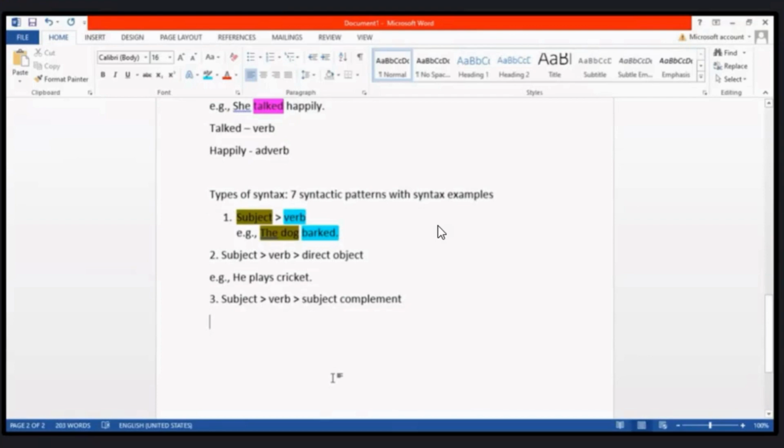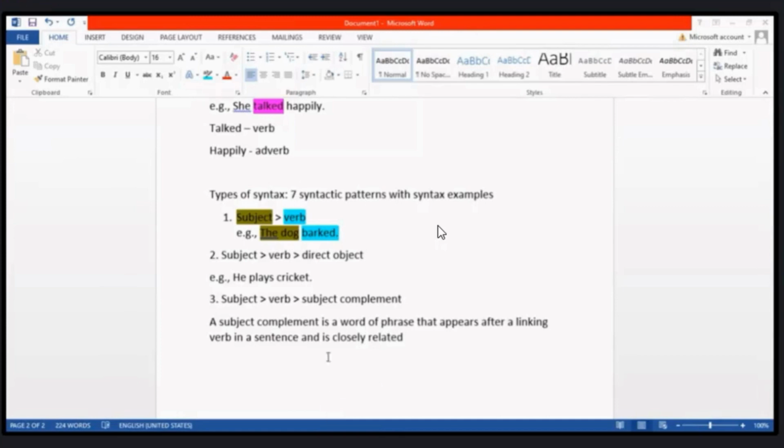All right, so here let me write: a subject complement is a word or phrase that appears after a linking verb in a sentence and is closely related to the sentence's subject.